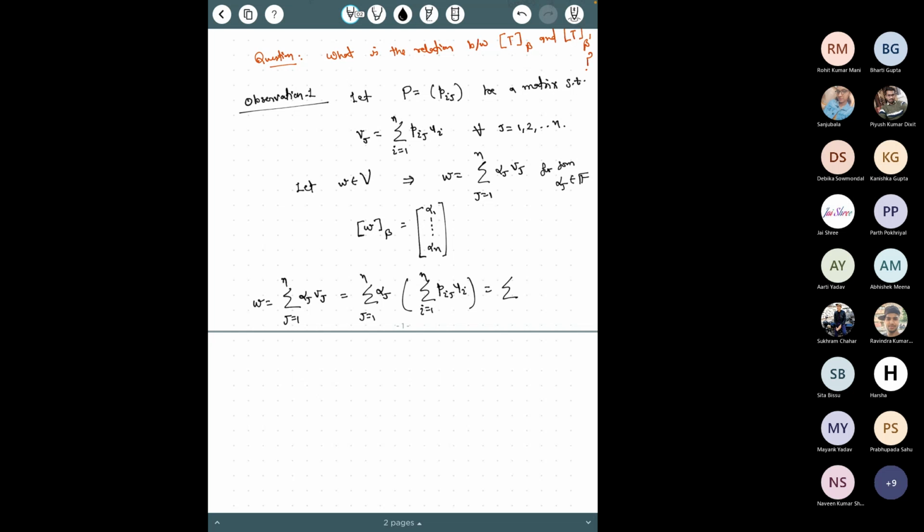And then what I will do, you can verify that I can interchange the summation here, and it won't affect anything, it would be the same thing. So it would be the summation over i equal to 1 to n. I can write it in this way. So I'll take the summation with index j inside.